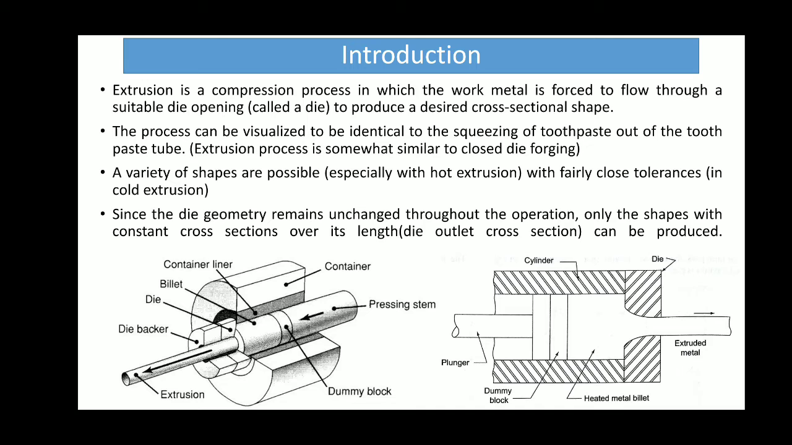That particular die opening in our case is basically understood as the die only. Okay, we don't always use the word die opening. So it is forced to flow through a suitable die opening, and thus we produce a desired cross-sectional shape.